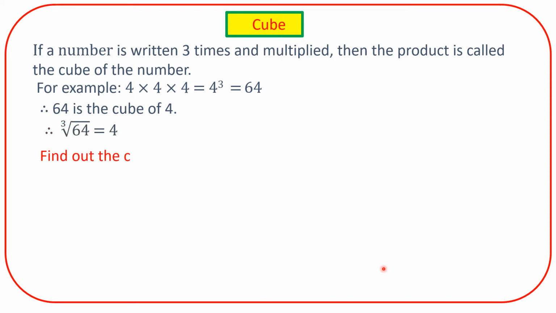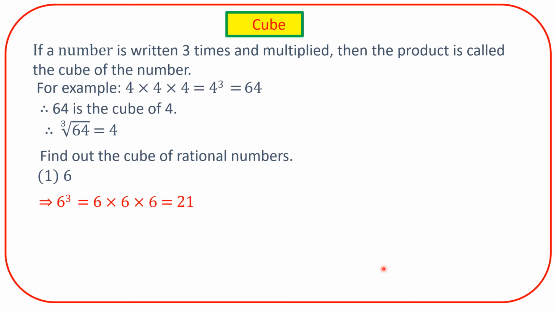Now we find out the cube of rational numbers. Now watch the video carefully. First example, take 6. 6 cube is equal to 6 into 6 into 6 is equal to 216. Another example, 5. 5 cube is equal to 5 into 5 into 5 is equal to 125. 5 into 5, 5 5 is 25, 25 5 is 125.